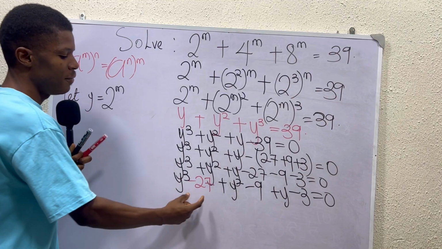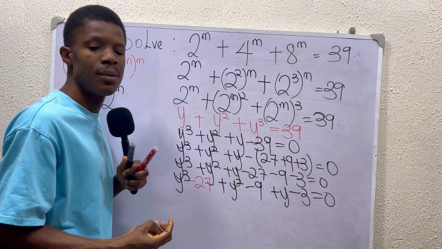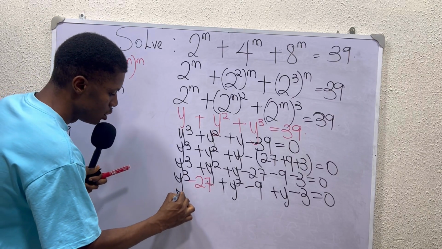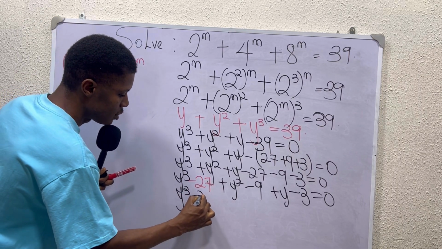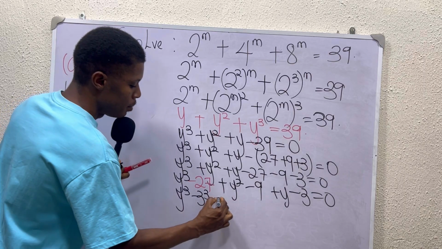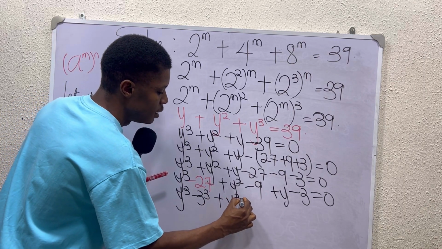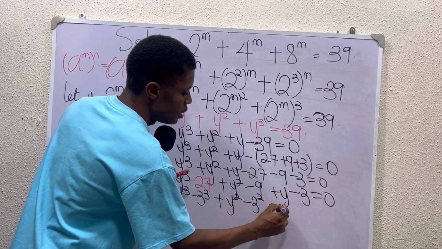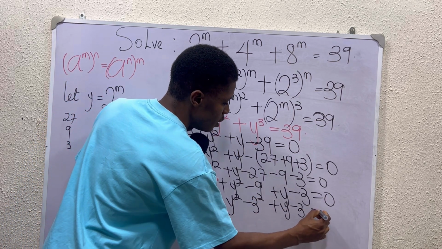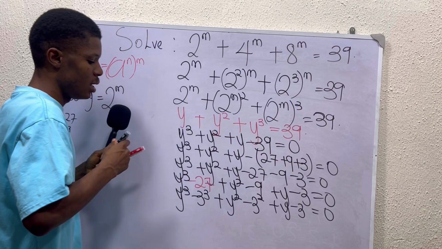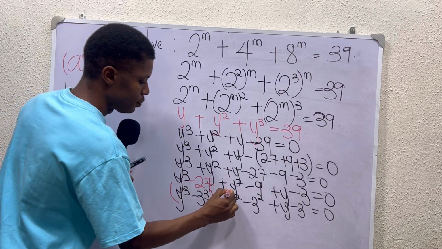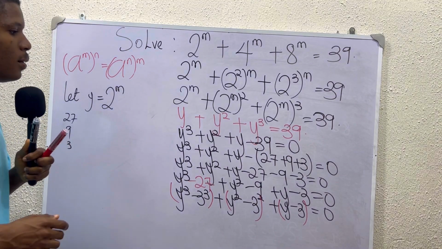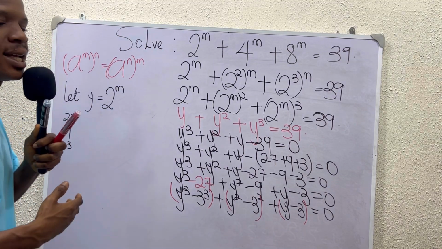If you look here, we have 27. 27 can be seen as 3 times 3, 9 times 3, 27, which is 3 cubed. So we have y cubed minus 3 cubed, okay, plus y squared minus 9, which is 3 squared, okay, then plus y minus 3 equal to 0. So let's simply put them in brackets, equal to 0.